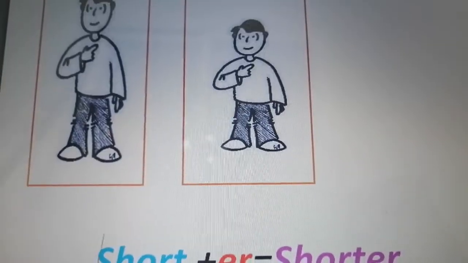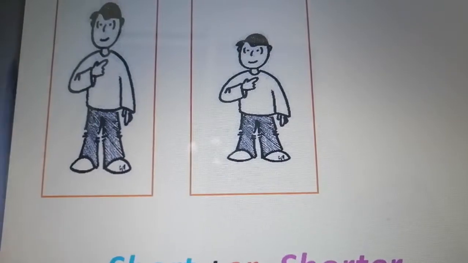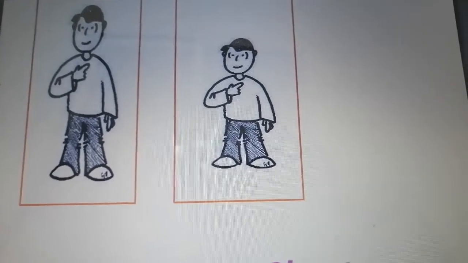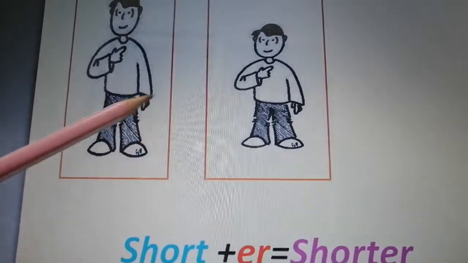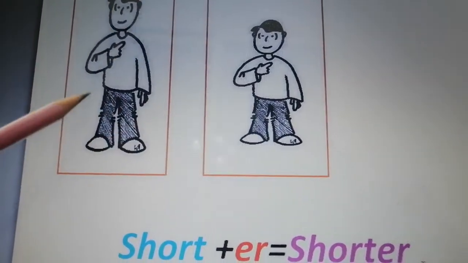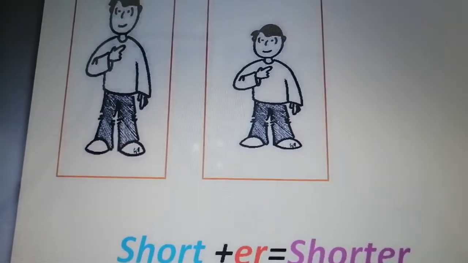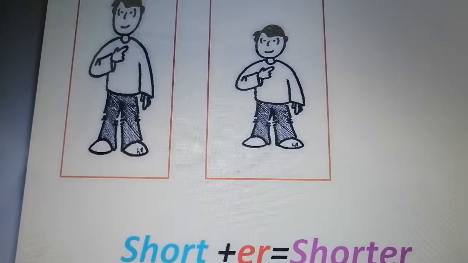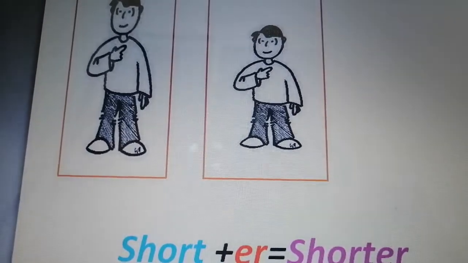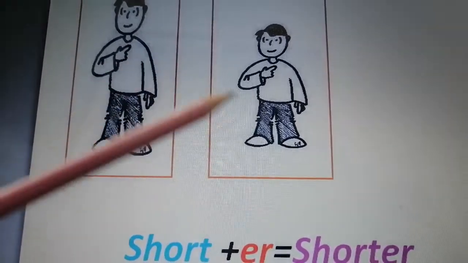Look here at these two boys. Which one is shorter? Here, I will add er to the adjective because they are just 2. Okay, they are just what? 2. Which one is taller? This one is taller. Which one is shorter? This one is shorter. We add er because they are just 2.